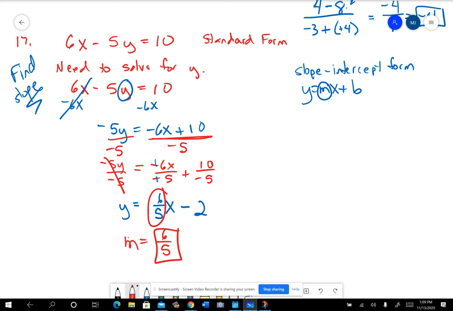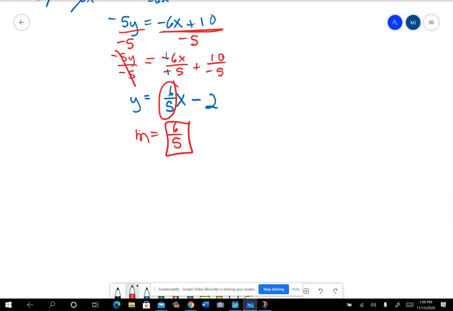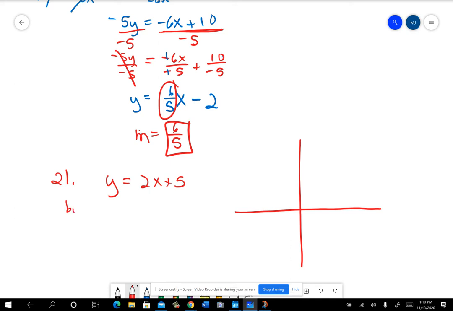All right, I'm going to do number 20, but I'm going to wait until later to do that one. I wanted to go ahead and look at graphing using the slope. So let's look at 21. Okay, so here's a problem where they gave me an equation, they asked me to graph it. All right, so we've done that already by plotting points. So this is by plotting points.